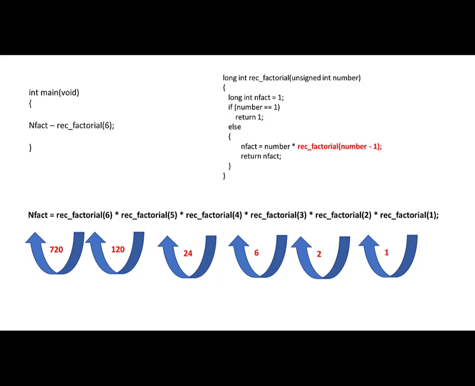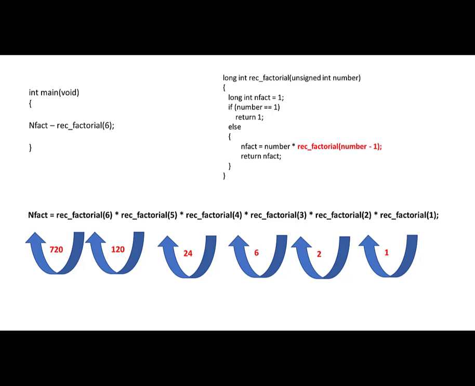The definition of a recursive function is a function that calls itself. Here's a PowerPoint chart that shows a very simple main program, and here's a call within the main program to calculate the factorial of the number 6. On the right, here's actually a little function that will do that.